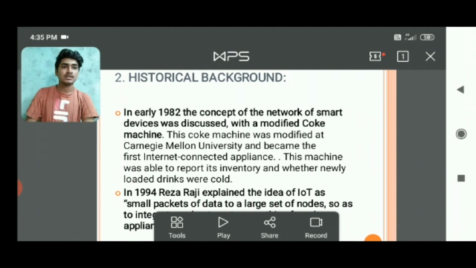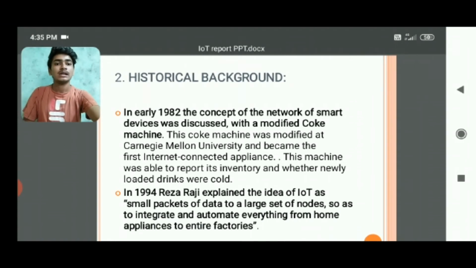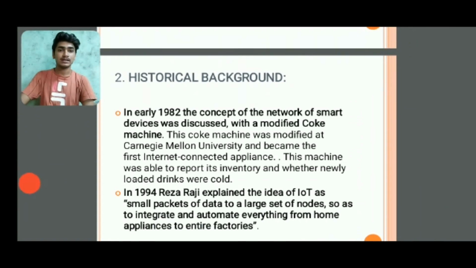One of the first examples of Internet of Things is from the early 1980s and was the Coca-Cola machine located at Carnegie Mellon University. A local programmer would connect by the internet to the refrigerator appliance and check to see if there was a drink available and if it was cold before making a trip. In 1994, Raja explained the idea of IoT as small packets of data sent to a large set of nodes, so as to integrate and automate everything from home appliances to entire factories.